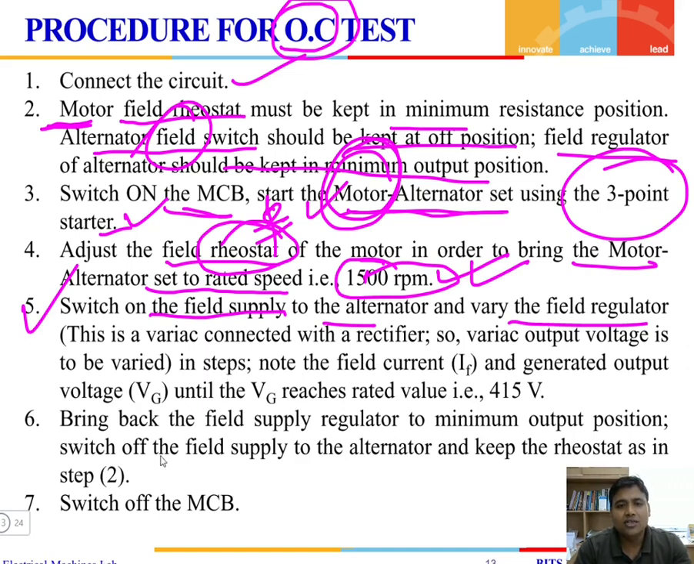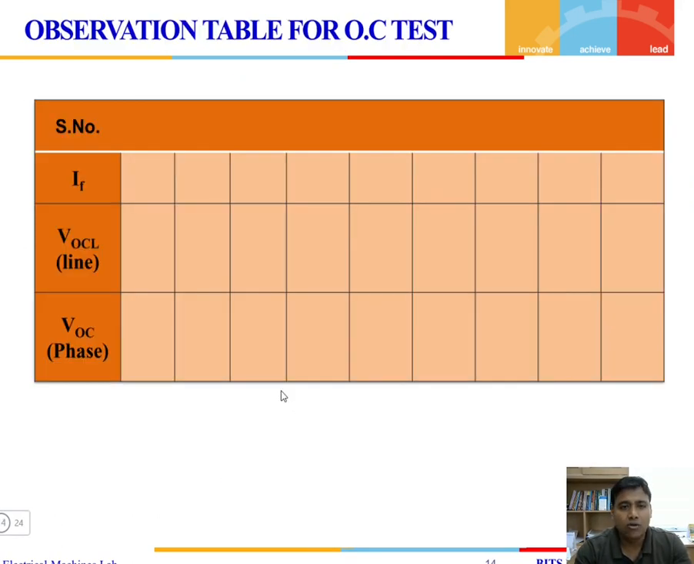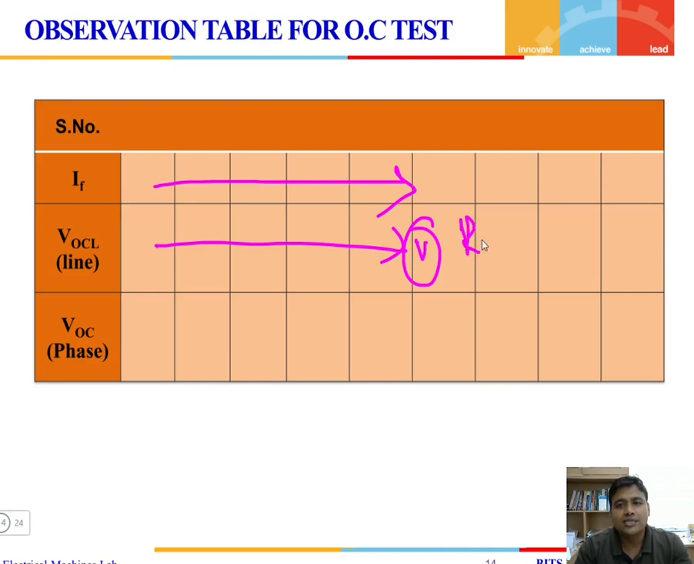The field regulator is varied with the help of a variac, and note down the field current and the generated voltage. This we are going to note down, and after conducting the experiment we slowly close the regulator and bring the MCB off. After doing this experiment, we are going to take the reading for the field current and the line voltage in the voltmeter connected between two phases R and Y. So this is the line voltage.